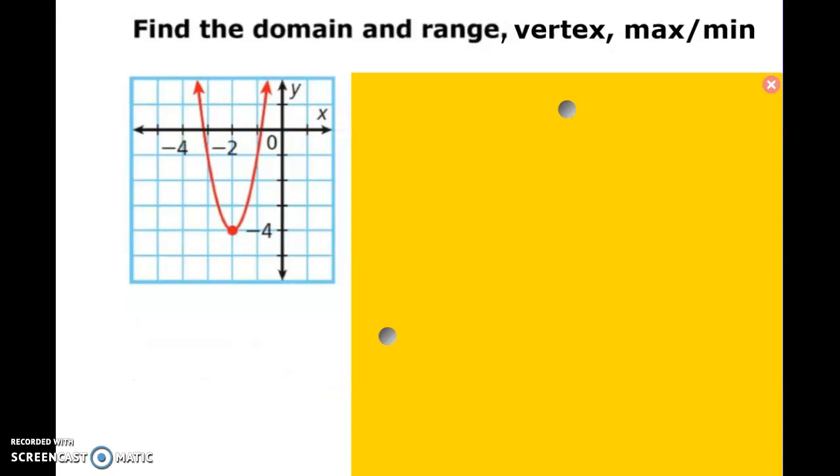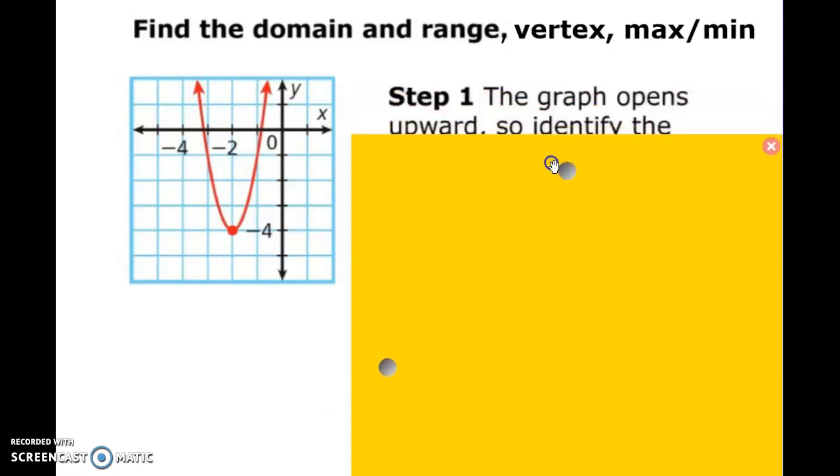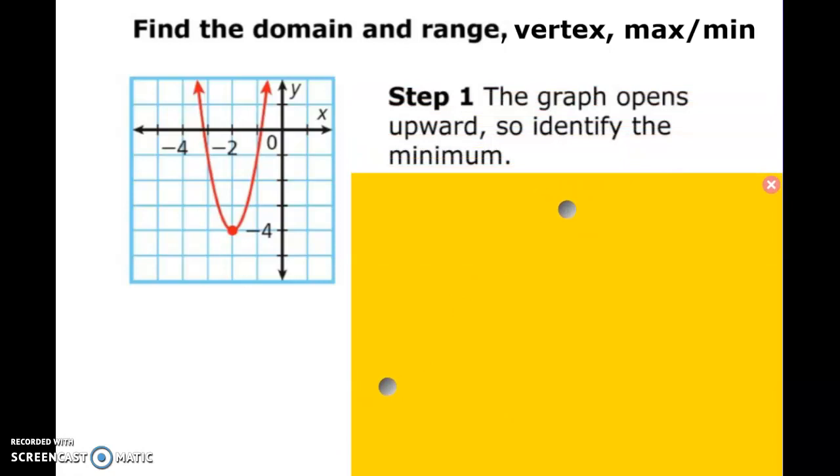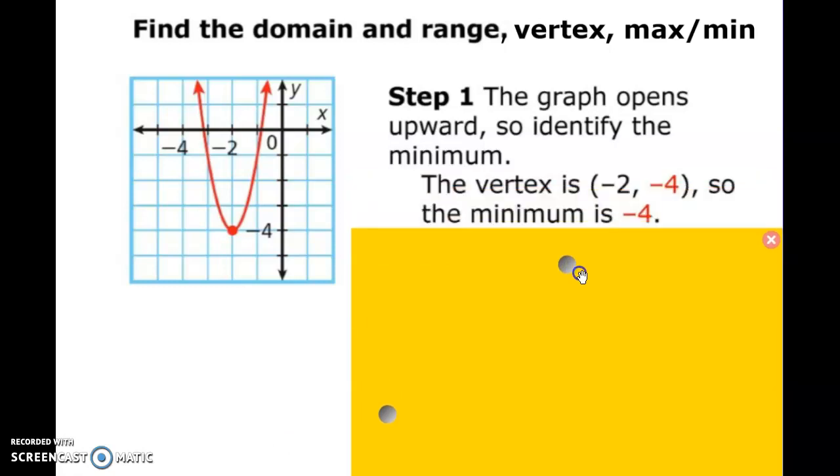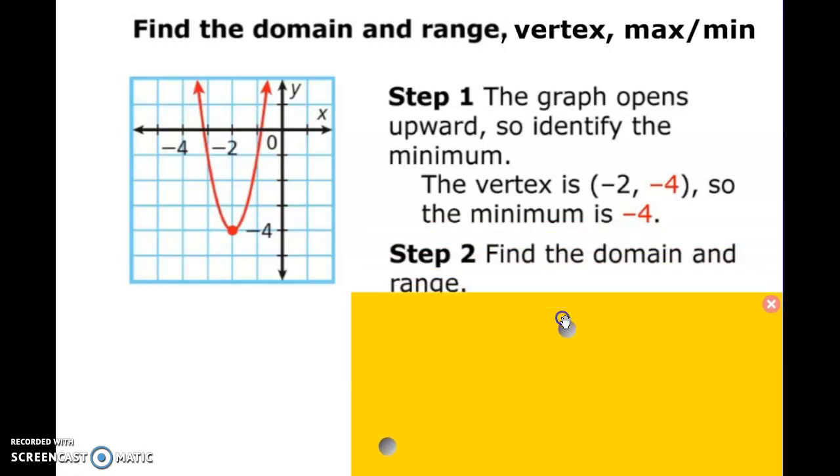The last thing we want to talk about is the domain, the range, the vertex, the maximum and minimum, putting it all together. Step number 1. Since the graph opens upwards, we know that we have a minimum, and the minimum is -4. The vertex is -2, -4. Step number 2, find the domain and the range.